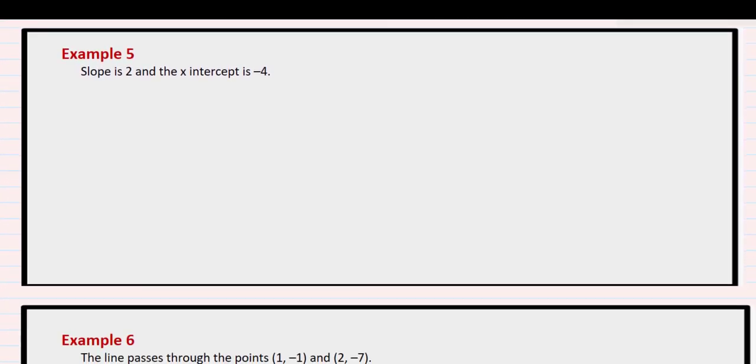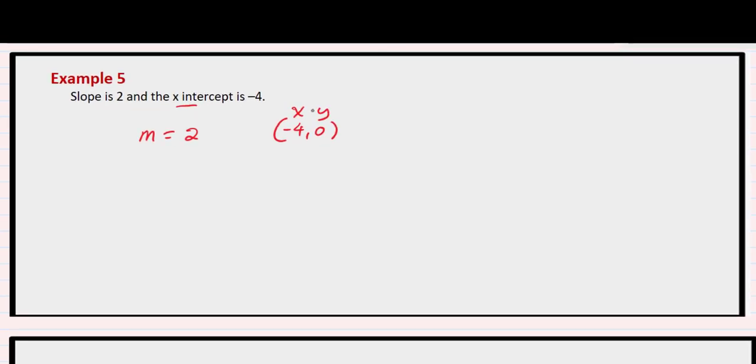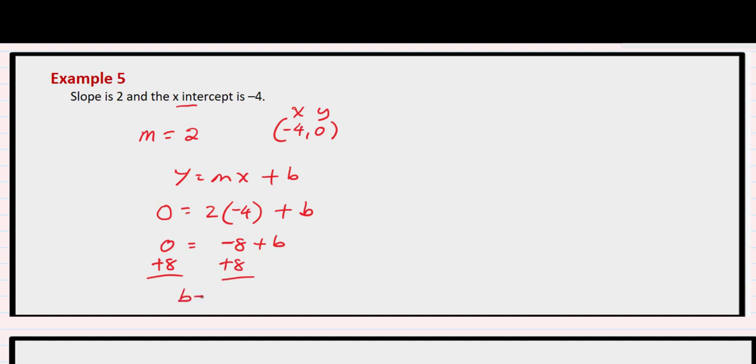Example 5. Slope is 2, the x-intercept is negative 4. So let's see. Slope is 2, negative 4 and 0. Remember, when we have x-intercept, y value is going to be 0. That's x and y. So we can say y equals mx plus b. So y is 0, m is 2, x is negative 4 plus b. So we can find the y-intercept. 0 equals negative 8 plus b, add 8 to both sides. B is equal to 8.